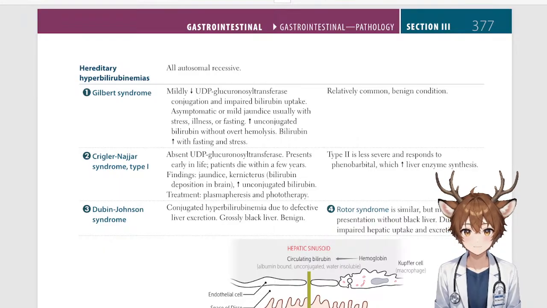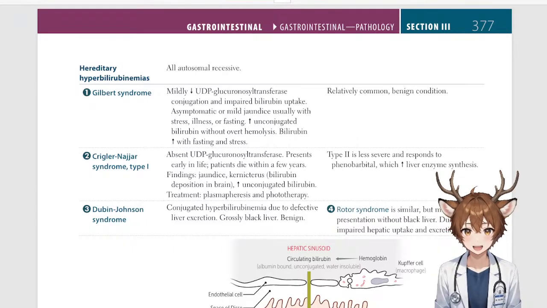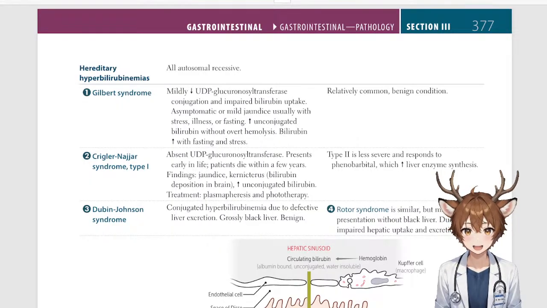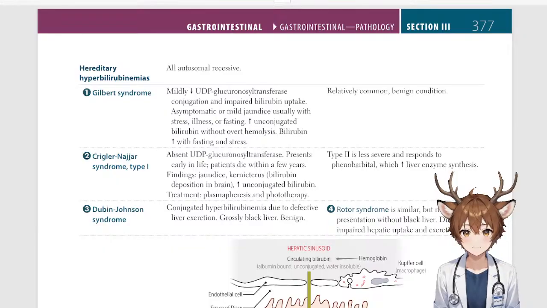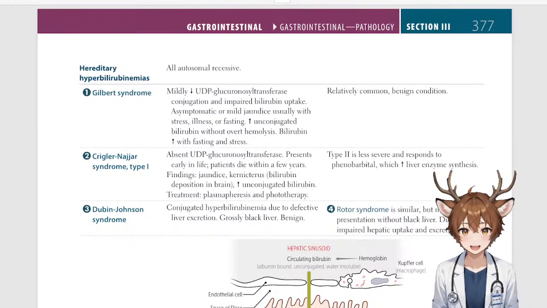Gilbert syndrome: mildly decreased UDP glucuronosyltransferase conjugation, asymptomatic or mild jaundice, usually with stress, illness, or fasting, with increased unconjugated bilirubin without overt hemolysis. It is a relatively common, benign condition.